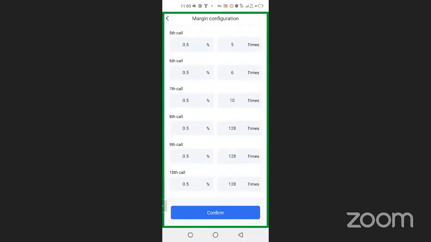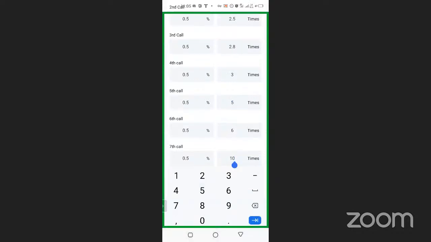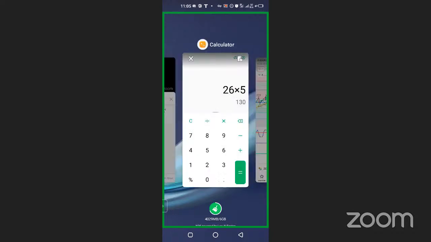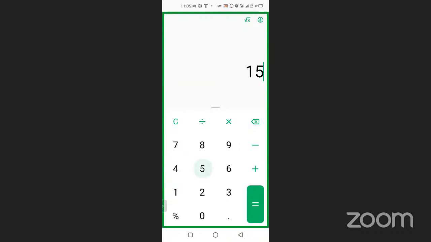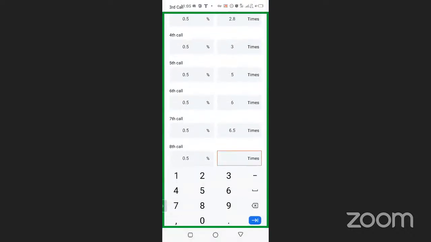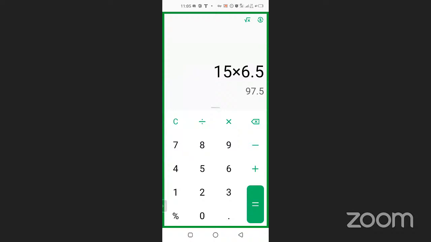Then I come here. I can increase this to, let me say, 6.5. Because my first buying amount is 15, I'll go to my calculator and say, what is 15 times 6.5? It is $97. All right, that's okay. Then I go 6.6, I just make sure. 15 times 6.6 is 99. That's already $100. Let me make it 6.52.